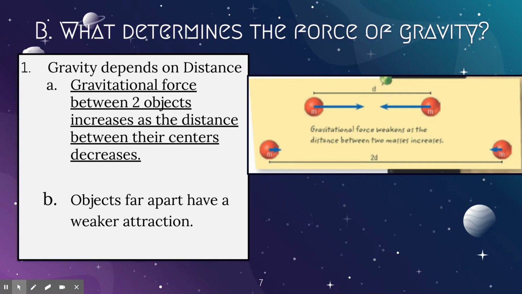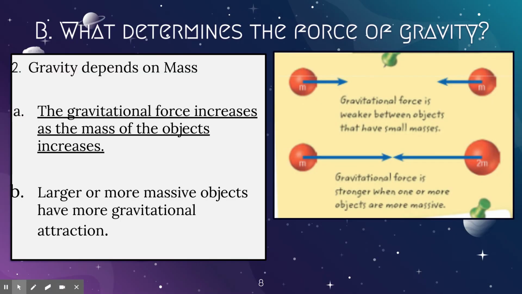This is why, for example, our moon orbits the Earth. It happens to be the perfect distance away to stay in orbit. If it was any farther, we would have such a weak attraction that it wouldn't orbit the Earth. And if it was any closer, that could be problematic as well, because it would be a stronger attraction and it could come crashing into the Earth.